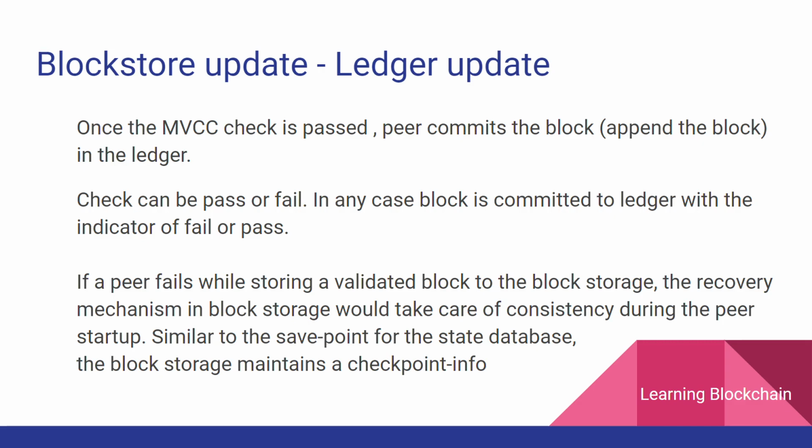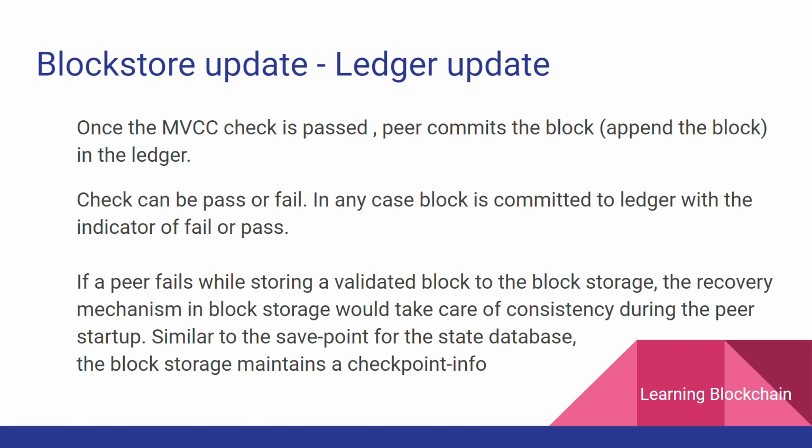So the check can be pass or fail, but in any case, the block is committed to the ledger with the indicator of fail or pass. So basically, whenever the block comes, you can consider the endorsement fails. And after that, whenever it goes to the MVCC, you can consider that the read set is not matching with the state database.